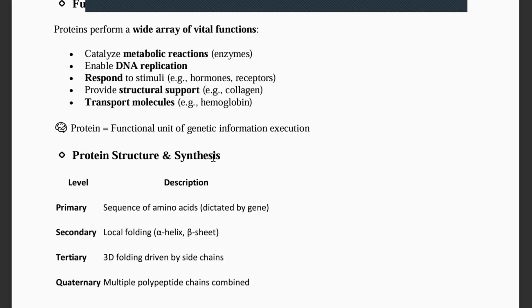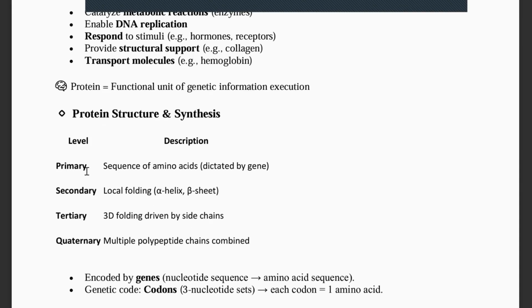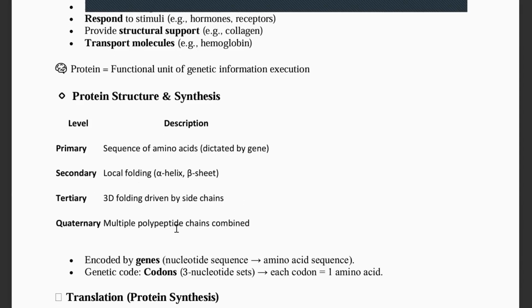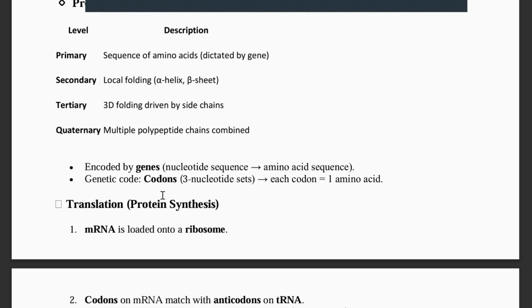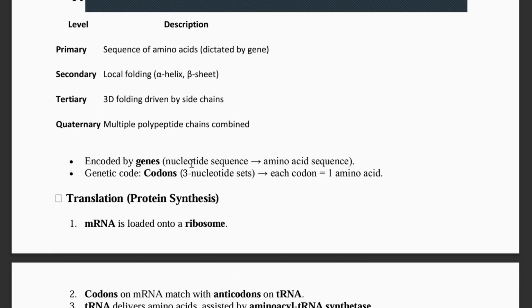Protein structure and synthesis. So we are having four types of structure, that is primary structure, secondary structure, tertiary structure, and quaternary structure. Primary is the sequence of amino acids that is dictated by the gene. Secondary is local folding of alpha helix or beta sheet. Tertiary is 3D folding driven by the side chains. Quaternary is multiple polypeptide chains combined. Now, these are encoded by the gene, that is nucleotide sequence or the amino acid sequence.